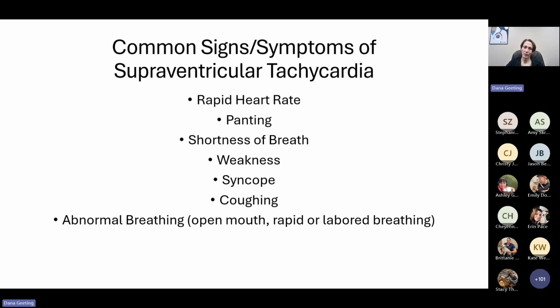Here we have some common signs and symptoms of supraventricular tachycardia, or SVT. You have a very rapid heart rate. The patient is panting, has shortness of breath, and is weak. You can have a syncopal episode, where they lose consciousness. You can have some coughing. And their breathing is usually abnormal, where it's open mouth, rapid, or labored.